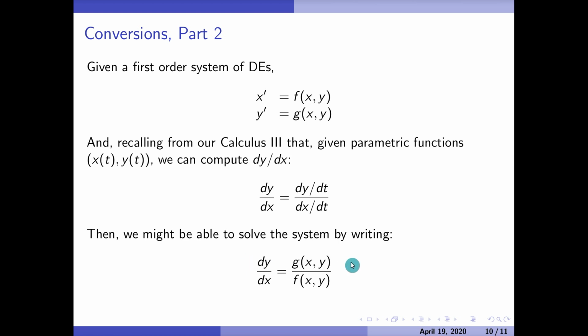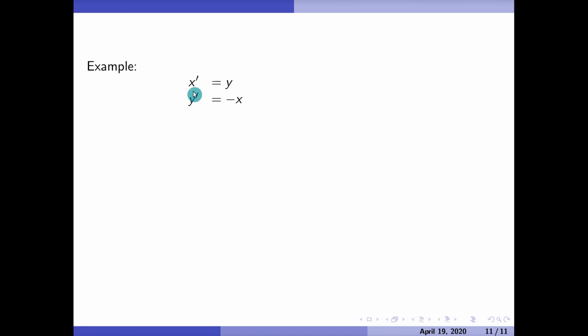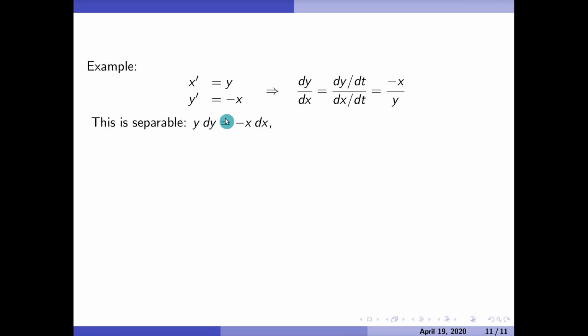Okay, so let's give this a try, see how it works. Suppose x prime is y and y prime is minus x. Can we use our technique to find dy over dx and solve it? Well, dy over dx is dy over dt over dx over dt. So that would be minus x divided by y, which is what we have here. And this is a separable differential equation from chapter 2. And so we can multiply both sides by y and dx and get this expression.